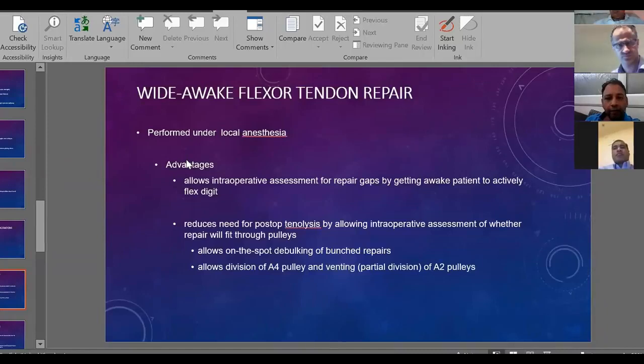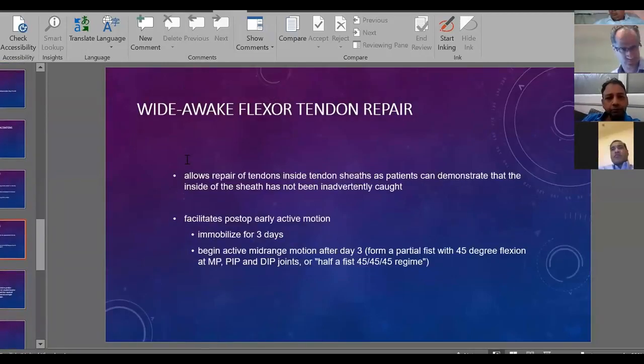And with this technique, you can also divide. It allows the division of the A4 pulleys and venting of the A2 pulleys if needed. And with this technique, patient can demonstrate that inside of the sheath the repair will not inadvertently catch. When you are repairing that, if you cut the sheath with the tendon, that causes the adherence. And it also allows early postoperative motion. You need to immobilize these patients only for 3 days, and then you can start mid-range motion, which is half a fist, like 45, 45, 45 on all 3 joints.